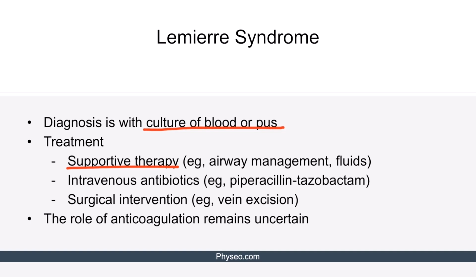Patients should be promptly given IV antibiotics to target Fusobacterium necrophorum and oral streptococci, for example, with piperacillin tazobactam. Lastly, if patients do not respond to IV antibiotics, surgical intervention, for instance, vein excision, might be warranted. Notably, the role of anticoagulation remains uncertain in the treatment of Lemierre syndrome. Hence, always choose IV antibiotics over anticoagulation for management.